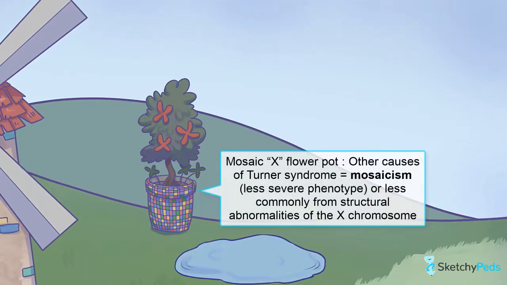Alternatively, some girls with Turner syndrome are mosaic, meaning they have some cell populations with the anticipated 46XX karyotype, while other cell lines have the 45X karyotype. Note the mosaic flower pot holding the bush with X-shaped flowers. Patients with mosaic Turner syndrome generally have a less severe phenotype, which is not the case with patients with mosaic trisomies.